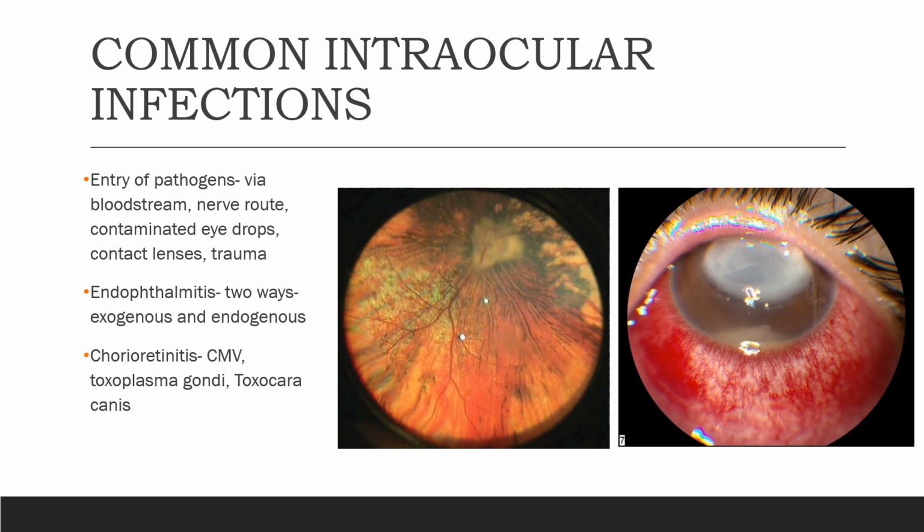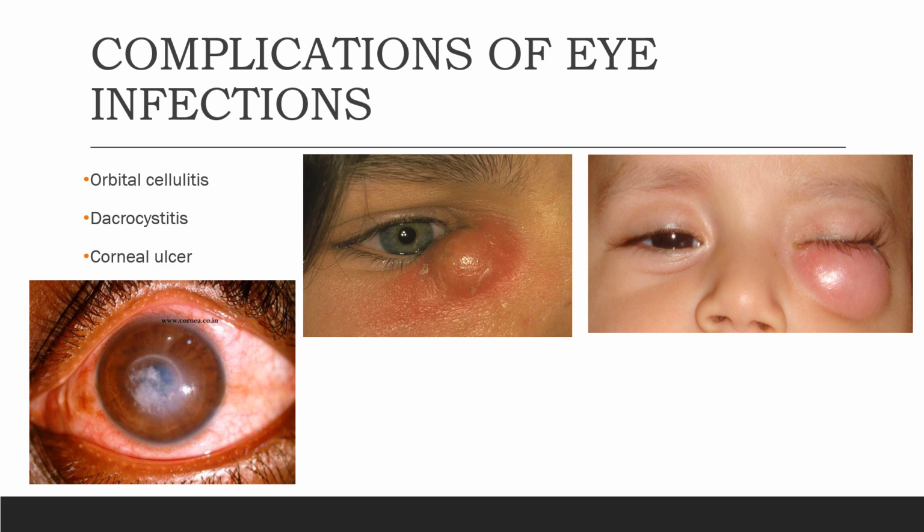Next is chorioretinitis. The common etiological agents are cytomegalovirus, Toxoplasma gondii, and Toxocara canis. We'll be dealing with complications of eye infection.